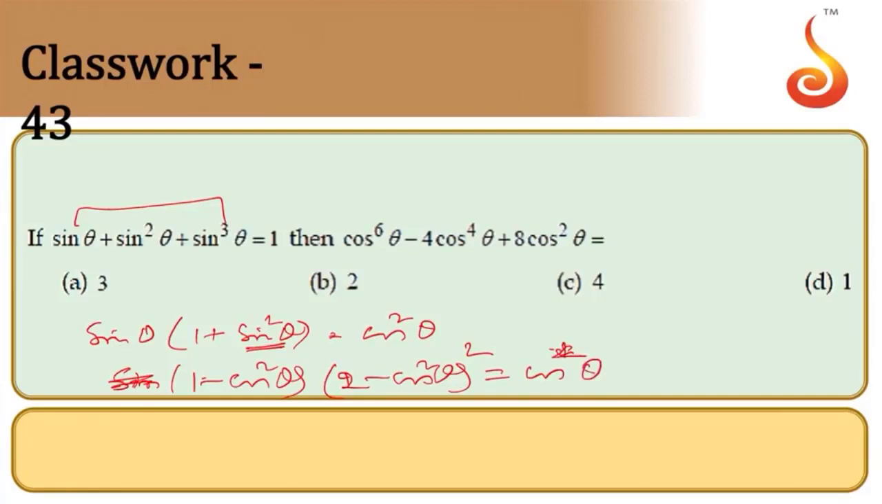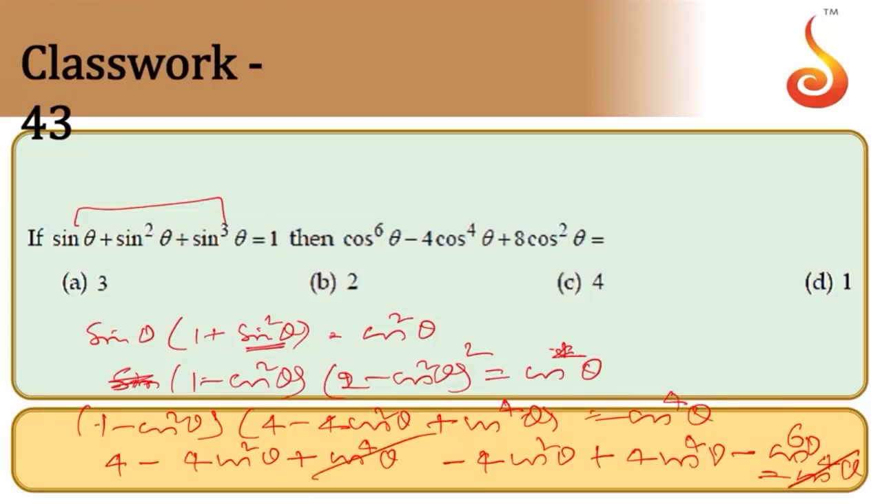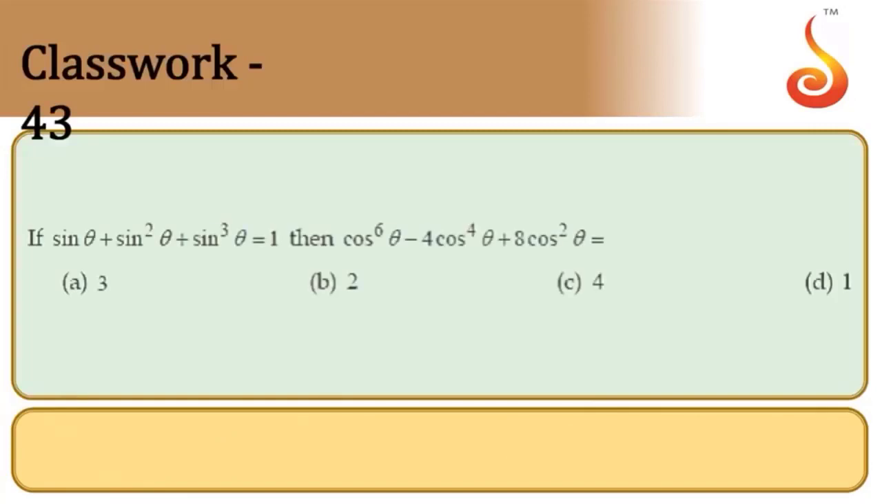Squaring on both sides, you'll be getting cos power 4 theta, and then multiplying by 1 minus cos square theta, so 4 minus 4 cos square theta plus cos power 4 theta is equal to cos power 4 theta. Simplifying, you will be getting the required answer: the cos power 4 theta gets cancelled, leaving cos power 6 theta, and minus 4 cos power 4 theta, 8 cos square theta, is equal to 4 is the required answer. So the answer happens to be 4.